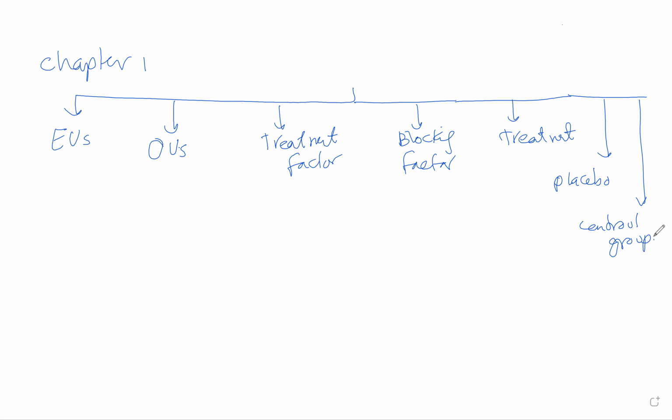The treatment factor is the factor you are interested in. That factor has some levels, and each level is a treatment. Unless you have many treatment factors; if you have many treatment factors, the number of combinations is the number of treatments. But if I have only one treatment factor, the levels of this factor are the treatments.